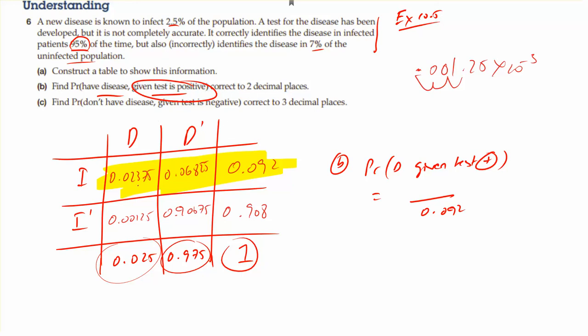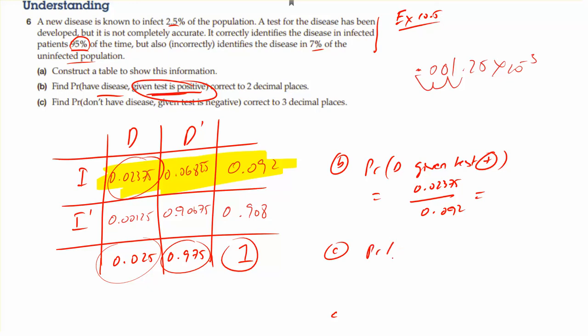We can see that we're after this one, because this is where they tested positive and have the disease, so it's 0.02375. I'll work that out later. I want to get you to understand conditional probability. So you always look at the given part first, because that limits our sample space. So we're only looking at people that have tested positive.